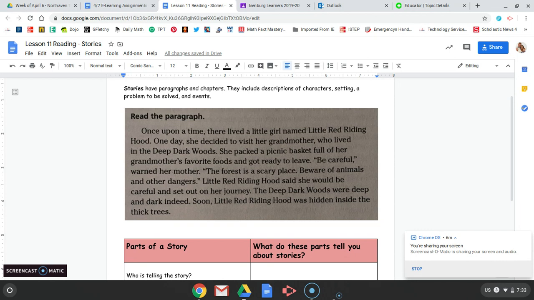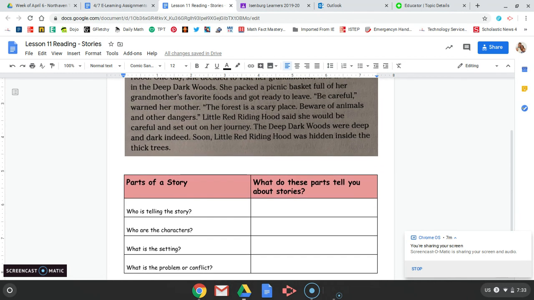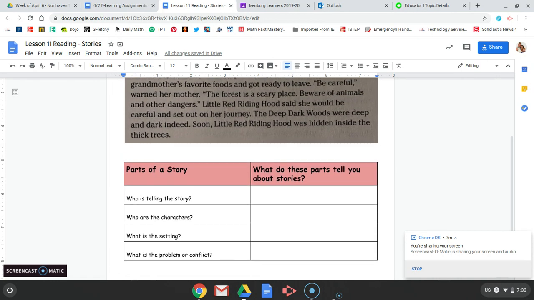The problem or conflict in this story so far is that the woods are deep and dark and kind of scary. So that's going to be her problem, and she's all by herself. So far, the main event in this story is just her getting ready to go to her grandmother's house and then going into the woods. So let's go down here to the bottom.